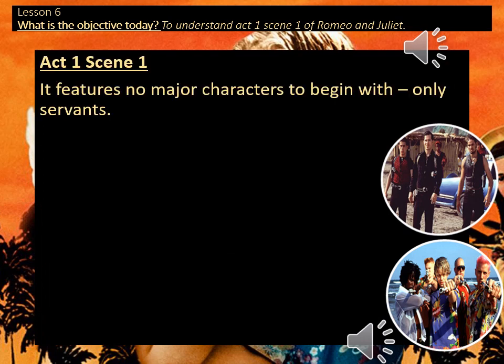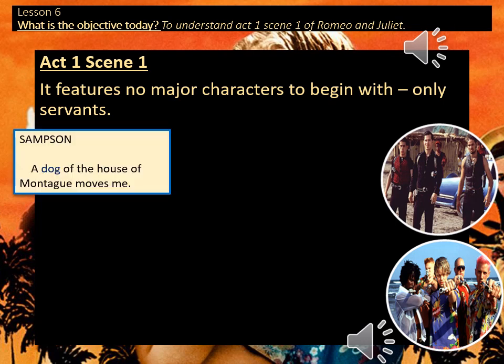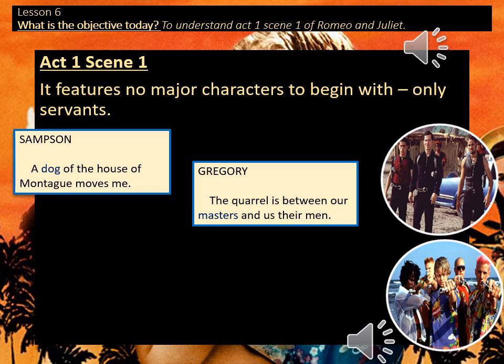Okay, the first part of the scene features no major characters. It is just the servants who establish the conflict between the two families. So we've got Samson from Team Capulet, who says, "A dog of the house of Montague moves me." To which someone also in Team Capulet, Gregory, replies, "The quarrel is between our masters and us their men."